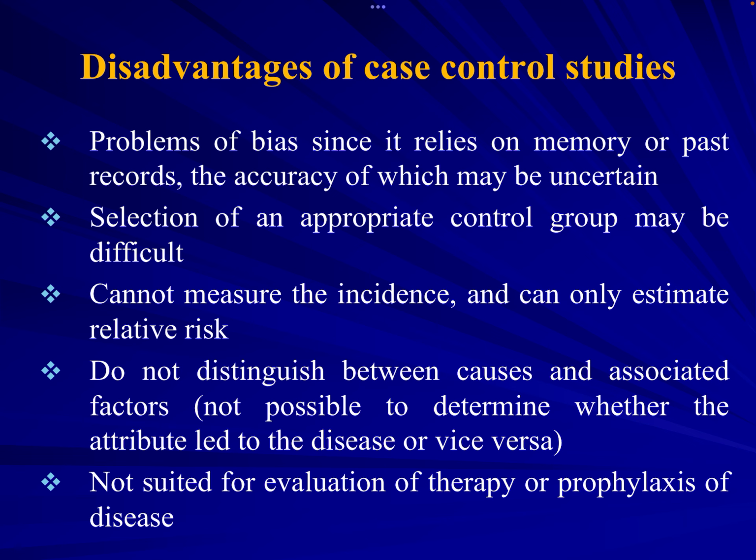Now, what are the disadvantages of case control studies? Problems of bias, since it relies on memory or past records, the accuracy of which may be uncertain. Selection of an appropriate control group may be difficult, and it cannot measure the incidence, it can only estimate the relative risk. It does not distinguish between causes and associated factors. It is not possible to determine whether the attribute led to the disease or vice versa, and it is not suited for evaluation of therapy or prophylaxis of the disease.